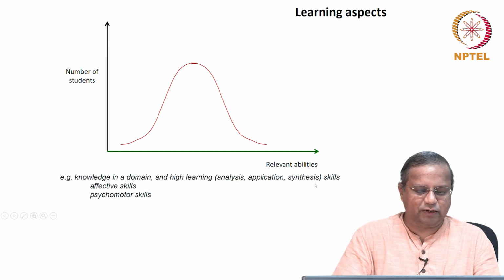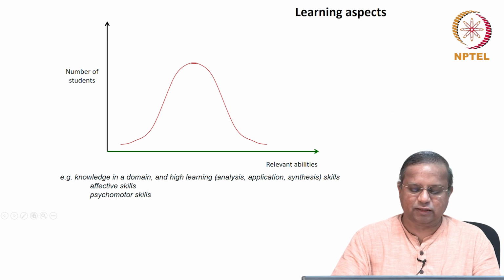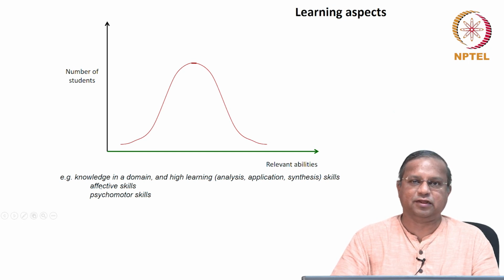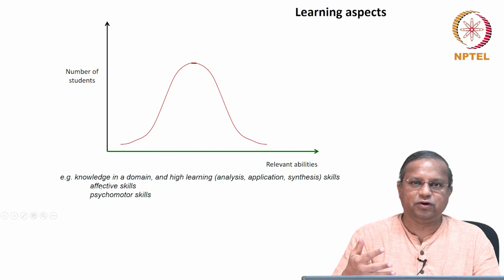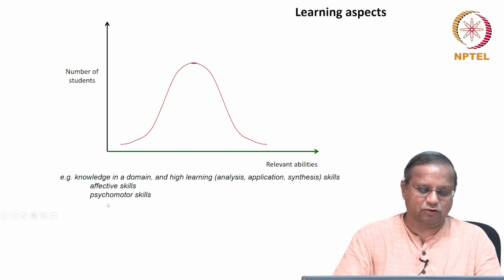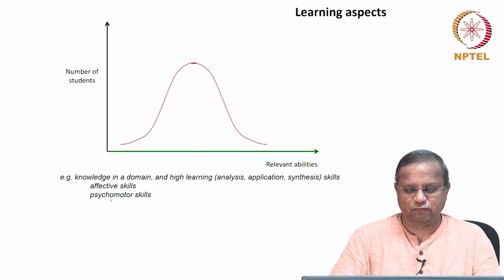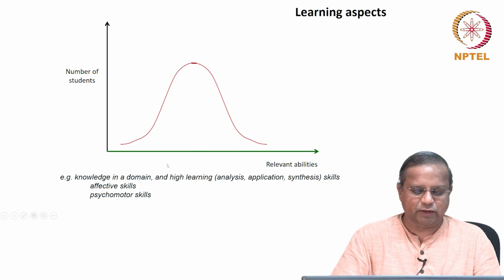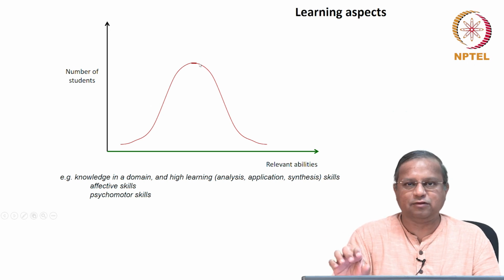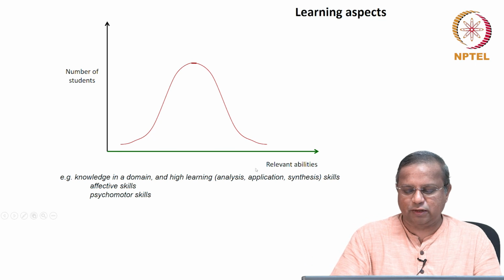By relevant abilities, I mean the following. It could be knowledge in a domain. It could be higher learning, that is analysis, application and synthesis skills. It could also be something called affective skills, the attitude that you bring to learning. It could also include psychomotor skills, how good you are with your hands to get things done and so forth. I'm looking at some sort of a combination of these aspects towards learning transport phenomena alone. That's what I mean by relevant abilities.